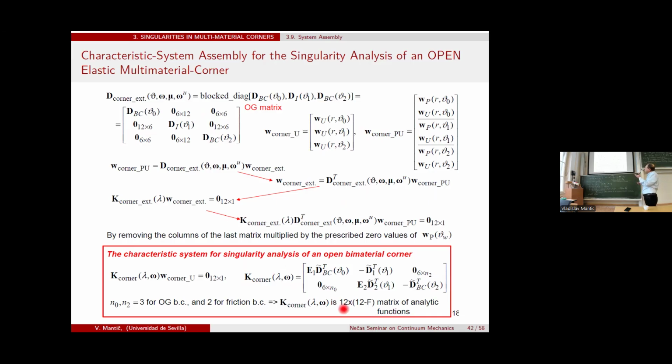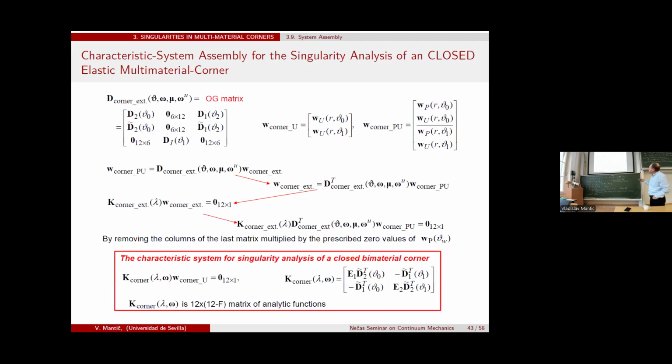This matrix K is given as a matrix of analytical functions. It involves material parameters, boundary, and interface conditions. F is the number of boundary or interface conditions in restriction. If we have just one, for example, interface frictional condition, F is 1. If we have both boundary condition and interface boundary condition, frictional contact, F is 3. So this matrix can be rectangular if we have frictional contact condition.